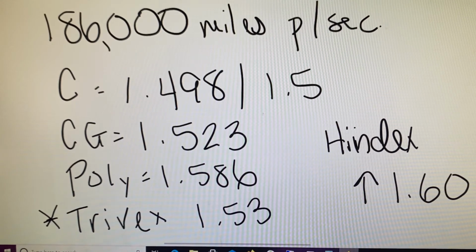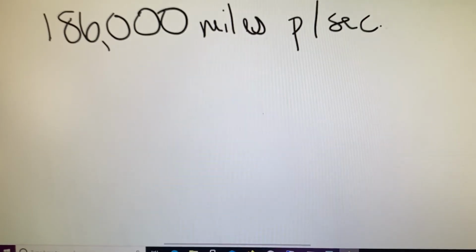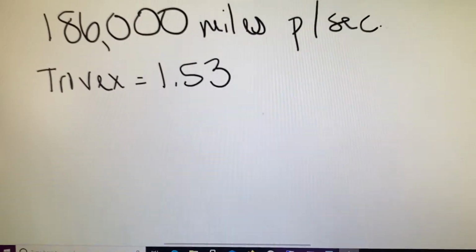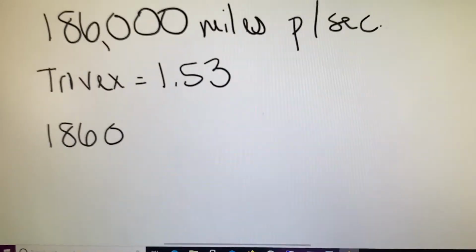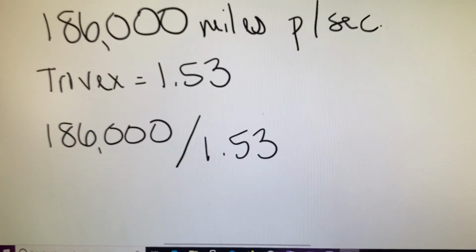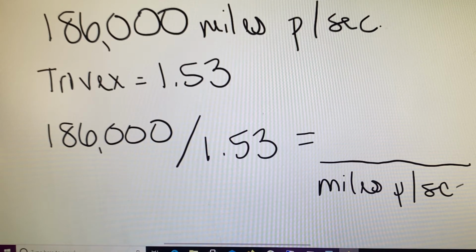So 186,000 miles per second, that's our constant. And let's say that the test has asked us to determine what is the speed of light in Trivex. We just learned that Trivex does have an index of 1.53. This then will allow us to determine the speed of light in this material. So if we do 186,000 divided by 1.53, which is the index of our material, it will tell us the speed of light in miles per second in the material requested, which for the equation we're working on is Trivex.